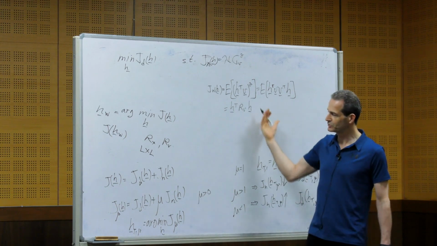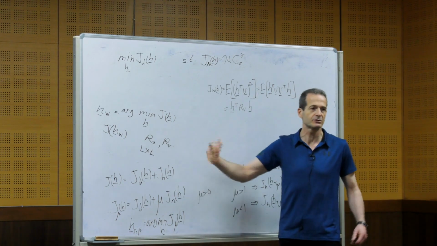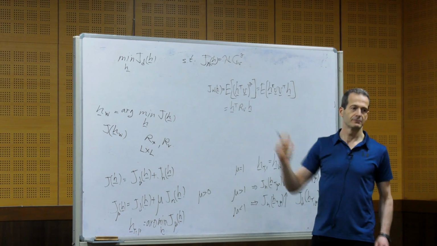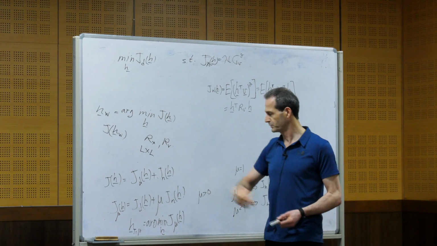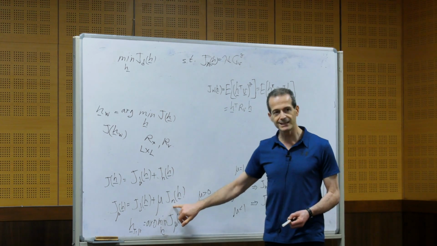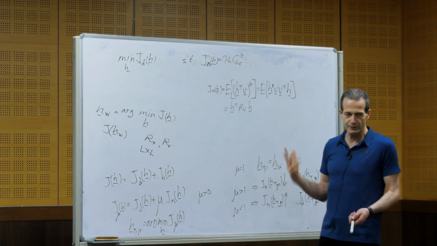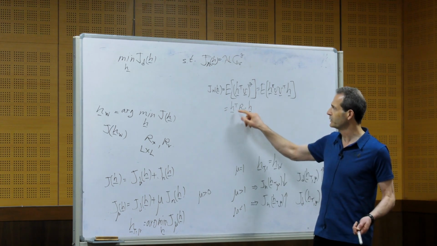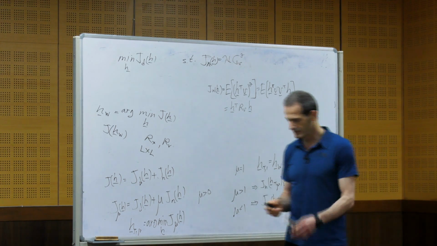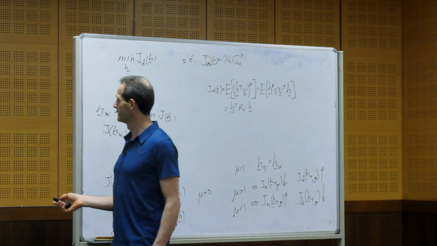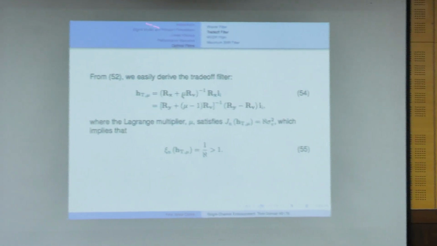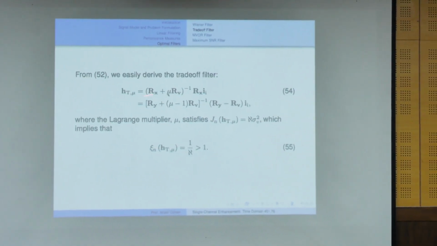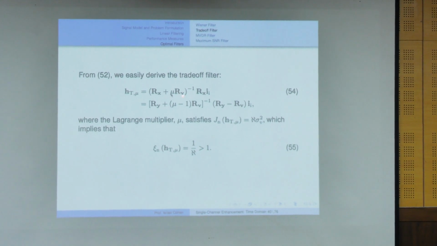So you don't need to do the derivative and equate it to 0 again. Of course you can do that, but if you know the solution for the Wiener filter, you know immediately the solution for the trade-off filter. You just multiply Rv with mu, and you get the solution. That's why you see that the solution becomes like this. It's the same solution as the Wiener filter, but instead of Rv, we put mu Rv.